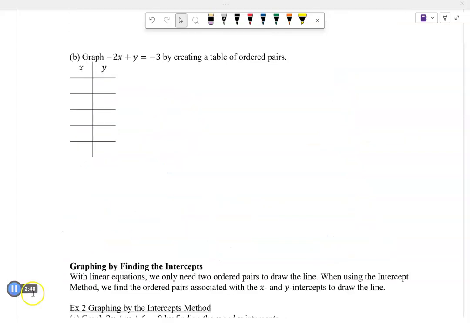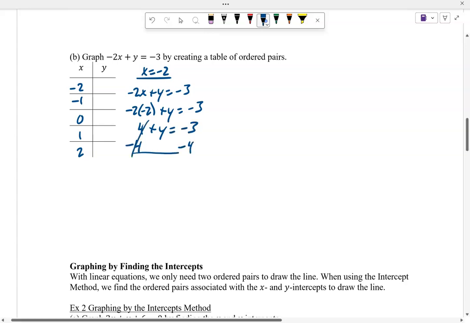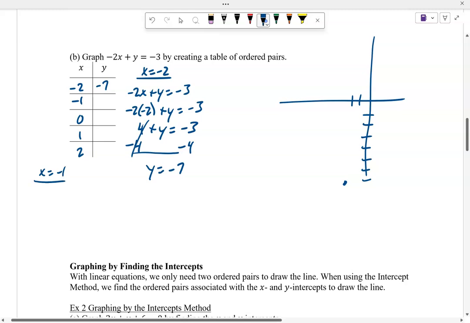All right. Now notice this one has -2x plus y equals -3. So it's not solved for y. It's not as nice. But we're still going to go ahead. Let's still plug in the -2, -1, 0, 1, and 2 for x one by one, and we'll still solve it. Looks like y ends up being -7 here. So I got -2, -7.